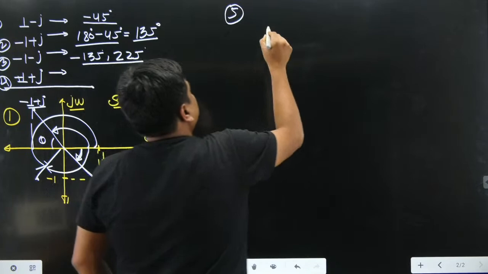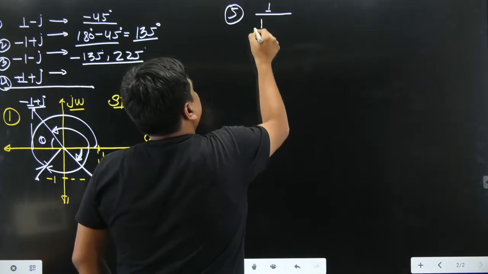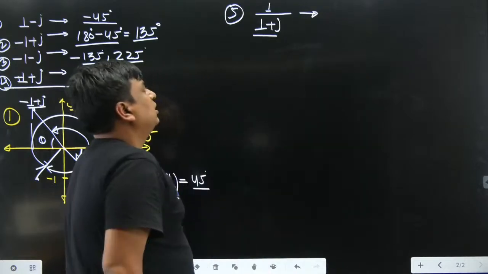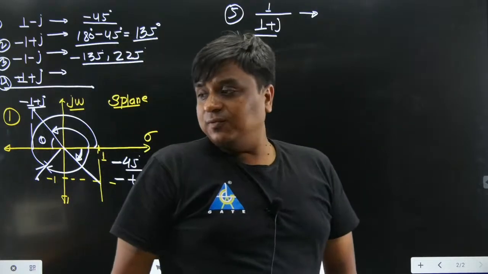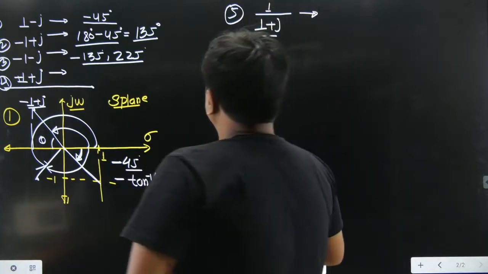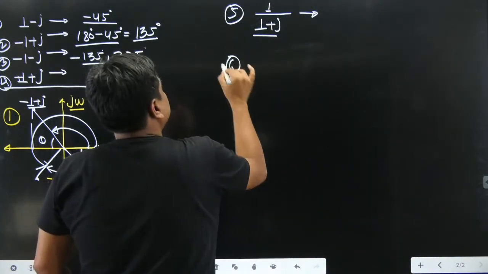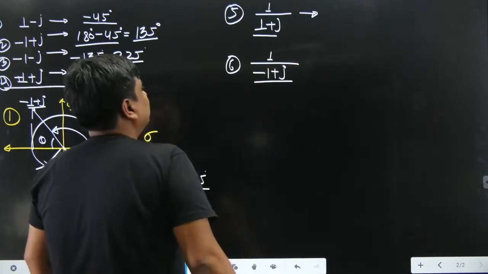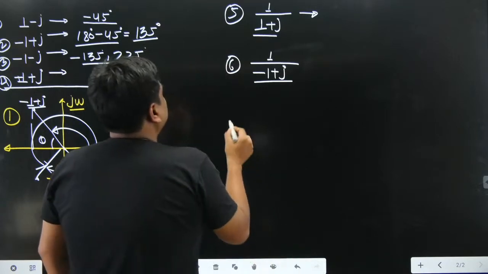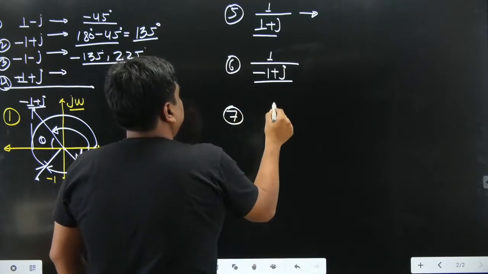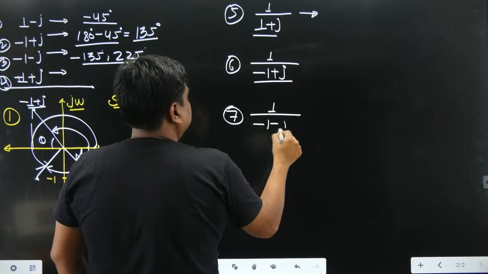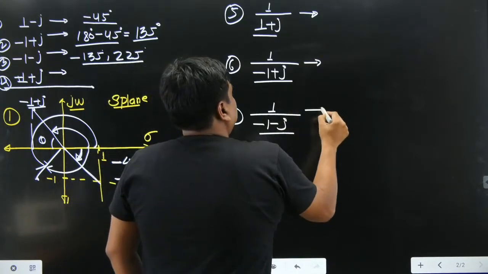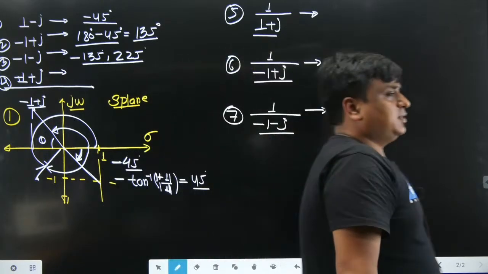In the same sequence, let me take the next transfer function. Let's take the fifth transfer function, and the system is 1 divided by 1 plus j. Do you know how much angle would be offered by the system? Forget about the magnitude. Tell me how much angle would be offered by the system. Let me move forward and take the next question, 1 divided by minus 1 plus j. How much phase shift would be provided by this system? In the same sequence, let me take question number 7, 1 divided by minus 1 minus j. How much phase shift would be provided by this system?